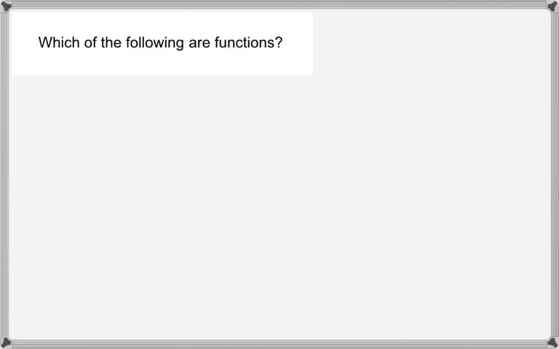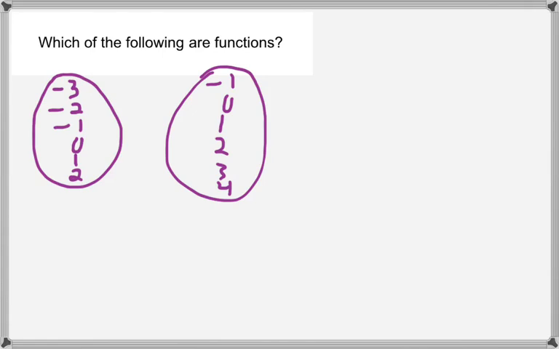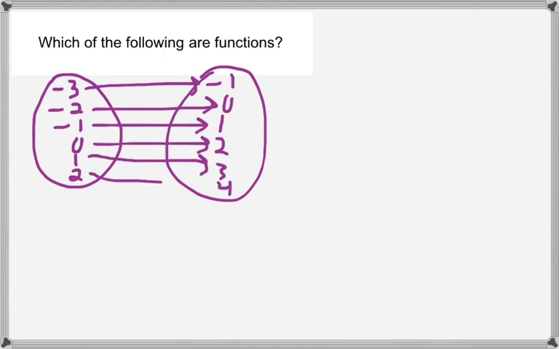So let's look at some examples of relations and decide if they are functions or not. We're going to illustrate a few of them with mapping notation here to start. So there's our set of inputs on the left. And there's our set of outputs on the right. And then the arrows are showing which input goes with which output.